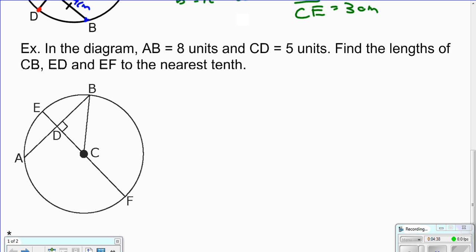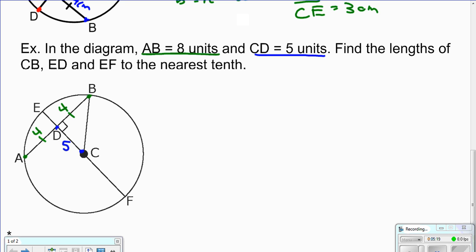So in this diagram, A to B is 8 units. I'm going to add these in as we go. And so because it's being cut by a radius, or I guess a diameter line, it means these two lengths are each equal pieces. So we have 4 units and 4 units. And it tells us that CD is 5 units, so that's here to there, that's 5. And so we want to know the missing lengths. So we want to know C to B, E to D, and E to F.